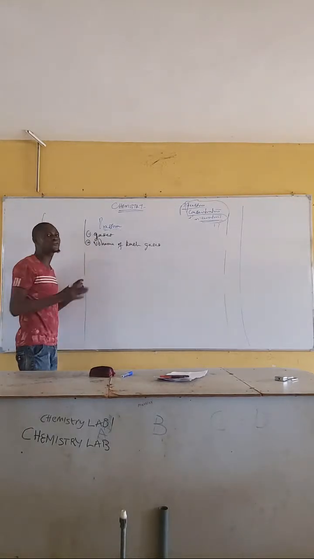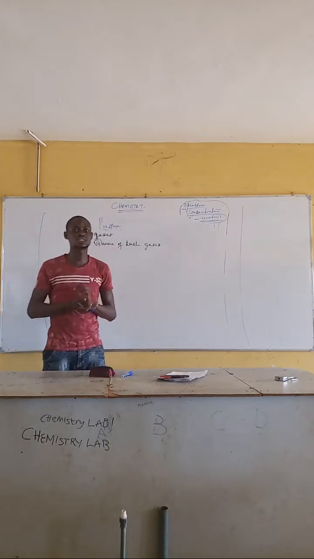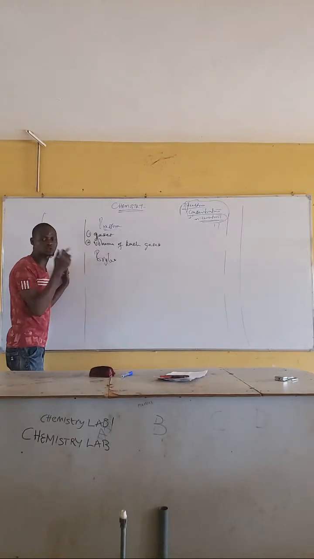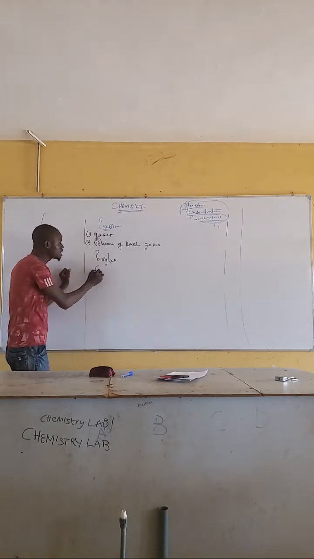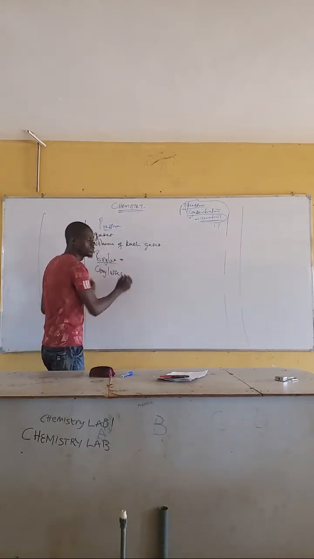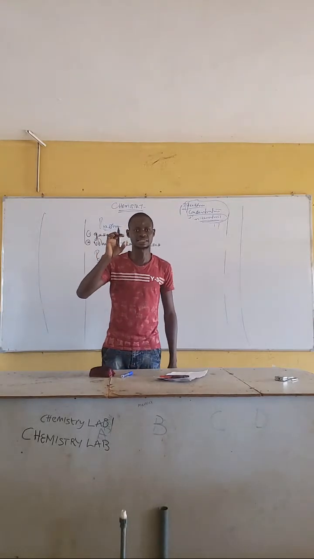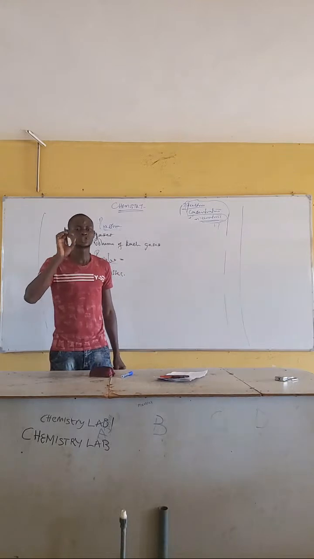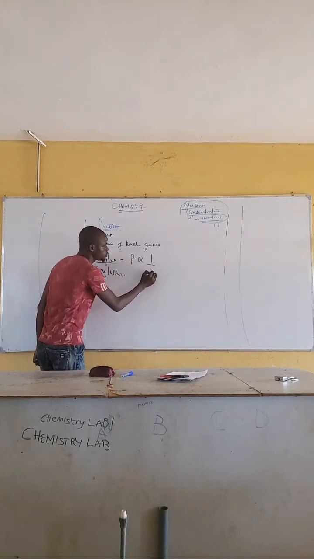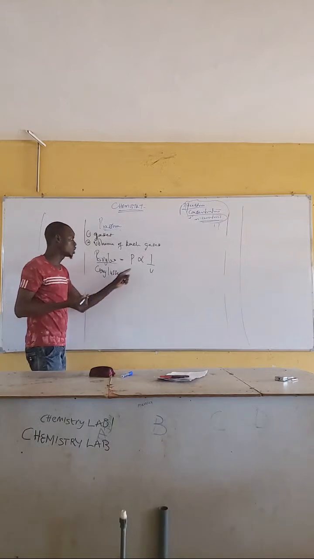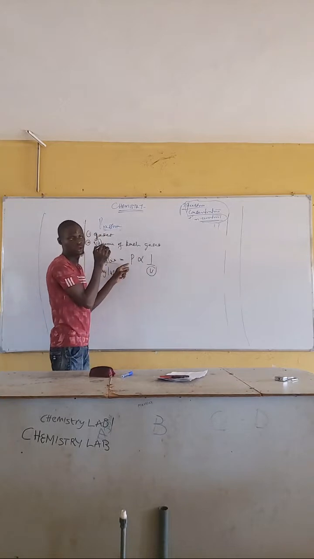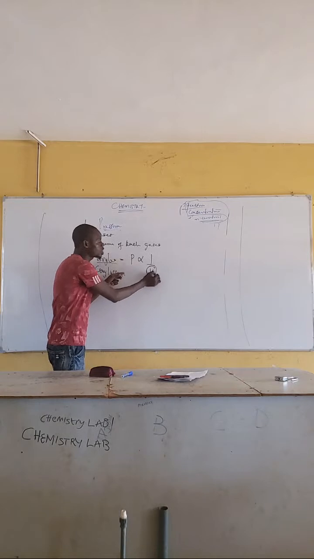Now, how does pressure affect chemical equilibrium? I'm going to use two laws to explain it: Boyle's law and the Gay-Lussac law. According to Boyle's law, the pressure of a given mass of gas is inversely proportional to the volume. This means that when there is an increase in pressure, it will favor a position with low volume. When there is a decrease in pressure, it will favor a position with high volume.